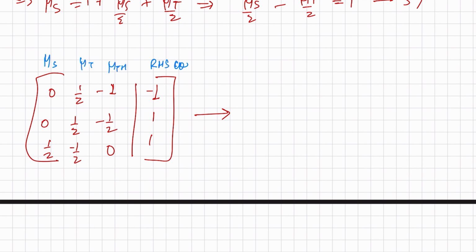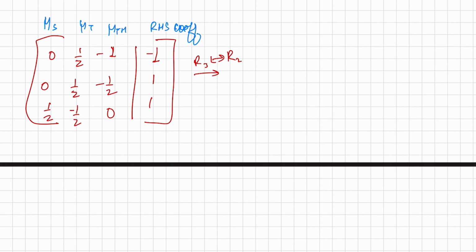Okay, perfect. So now let's try to do this. Okay, so the first thing we do is basically we interchange row 3 with row 1. And then we say row 3 becomes equal to row 3 minus row 2.